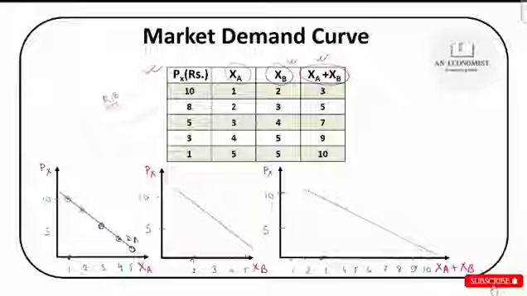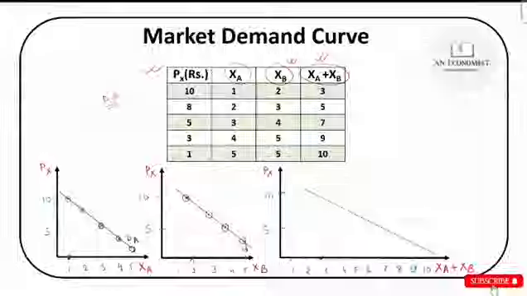In the same way, we can draw the demand curve for individual B, 10, 2. So it starts from here. Then you have 8, 3, then you have 5, 4, then you have 3, 5, and then you have 1, 5. So it stays the same, 1, 5. So this is approximate, it will come here. So the demand curve is like this.